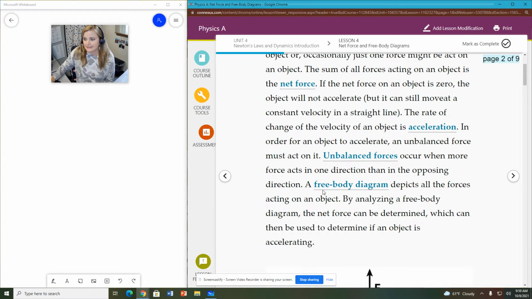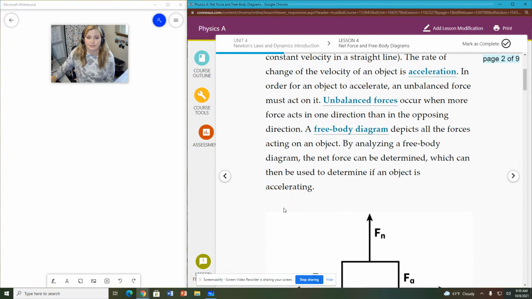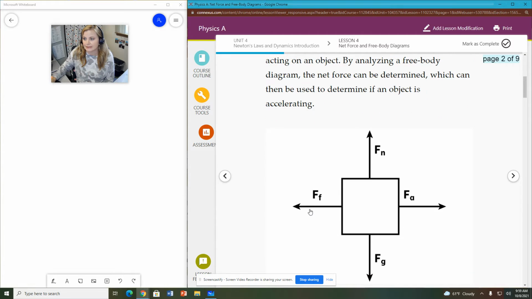Rate of change of velocity is acceleration. We know that unbalanced forces occur when more than one force acts on something in one direction and then in the opposing direction. So again, that example of tug of war. And a free body diagram is kind of breaking this up.